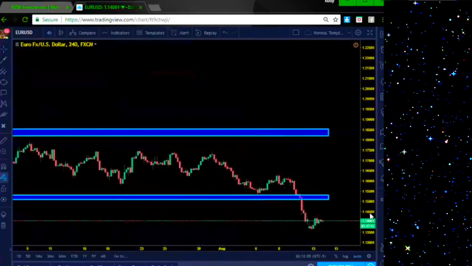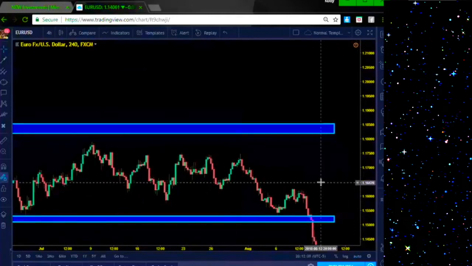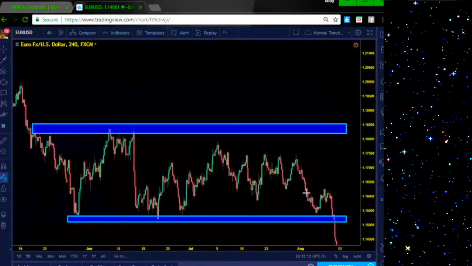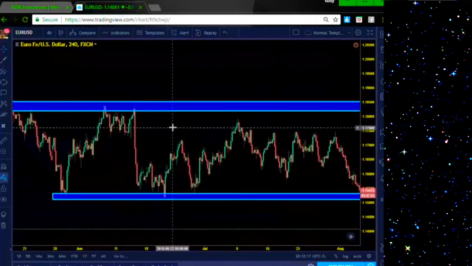4 hour. MTA. MTA means multiple time frame analysis. Sorry if I didn't make that clear. MTA means multiple time frame analysis. All right. So as you guys see, I've got Euro USD pulled up, okay, on the 4 hour time frame.